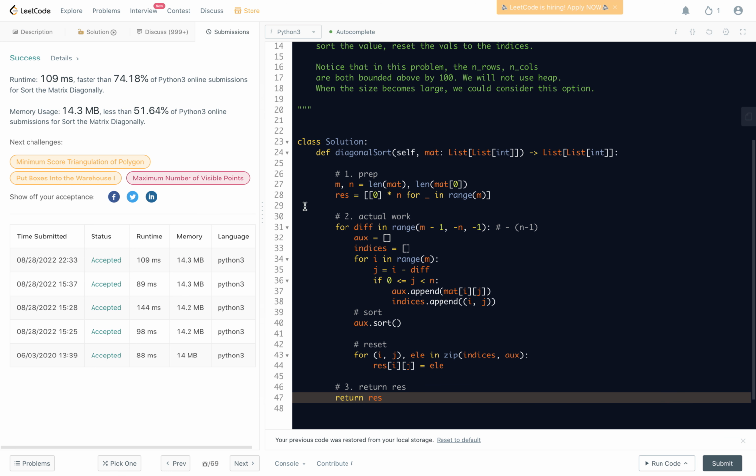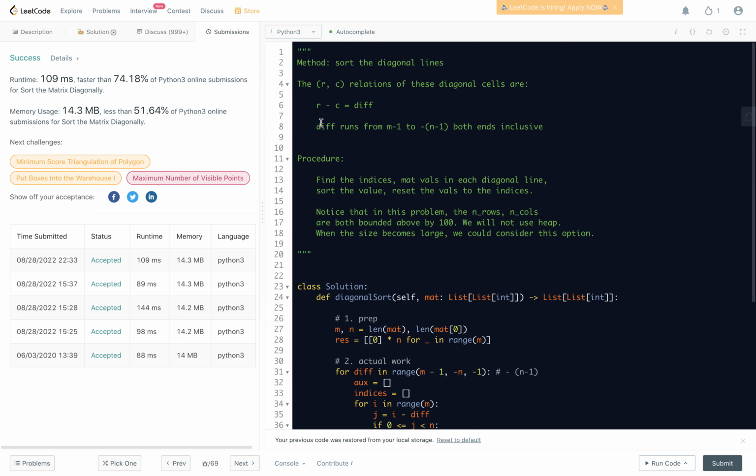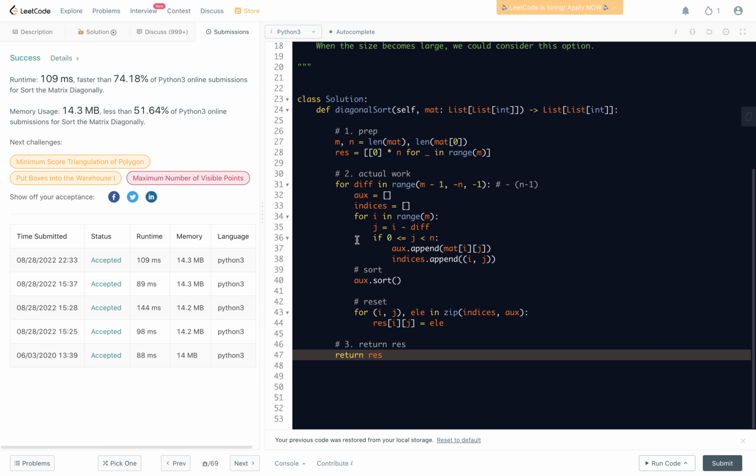So I guess for this problem, the main thing is that we realize in the diagonal line, the row index and column index satisfy a corresponding linear equation. Once you find the linear equation and make it parameterizable, then you can do the retrieval, sort, and reset. So that's about it for this problem.